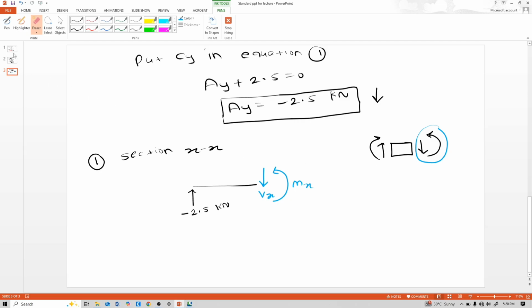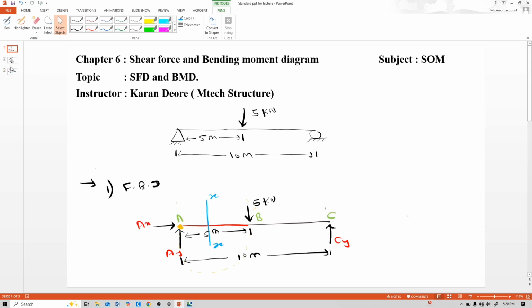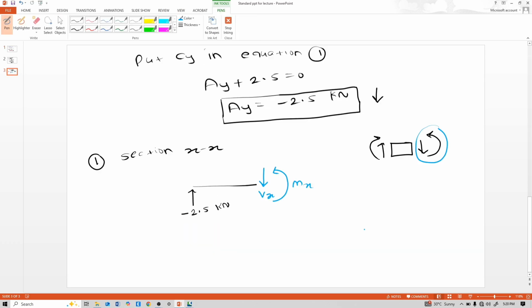If I take this section, for your understanding purpose, I write this section only for understanding purpose. See, this is Cy, this is somewhere at middle 5 kilonewton, and here C from right to left, this shear force, and like this. So now calculate this Vx and Mx.